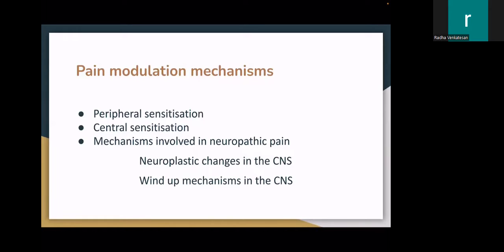So this wind-up mechanism is one of the important mechanisms in causing neuropathic pain. We will see what is neuropathic pain in due course. These wind-up neuroplastic changes can be short-lived or long-lived. Generally it is said that wind-up is short-lived, whereas if it becomes central sensitization, it can become a long-lasting phenomenon. So central sensitization is one of the important underlying mechanisms for chronic neuropathic pain.